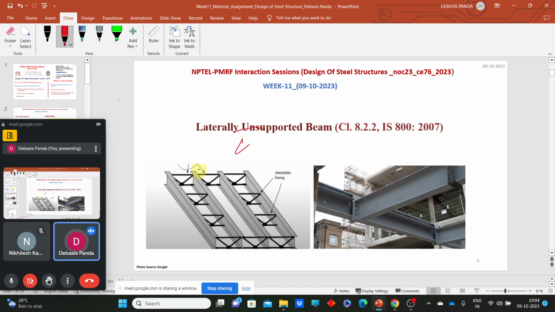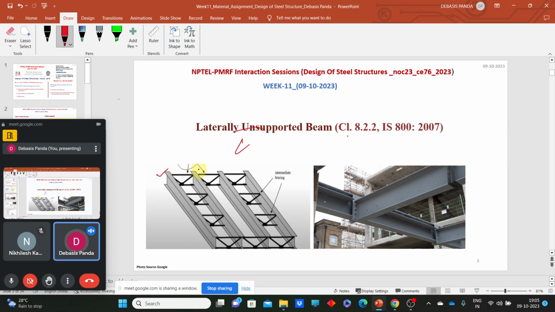So what I was saying about the laterally unsupported beam. In the case of a laterally supported beam, we have seen that the beam is generally supported in the lateral direction by means of bracings or any kind of laterally supporting members. But in the case of laterally unsupported beams, the lateral supports are not provided. We have seen the design procedures and steps for the laterally supported beam. So how can we design the laterally unsupported beam? Today we will go into it first.